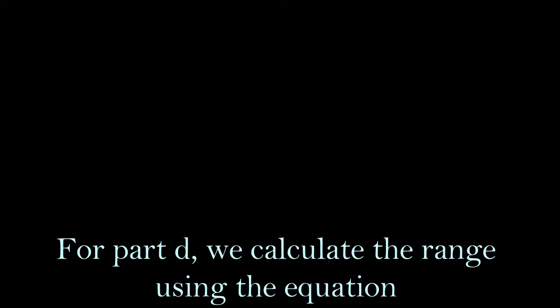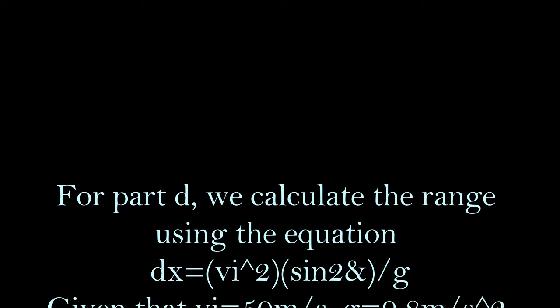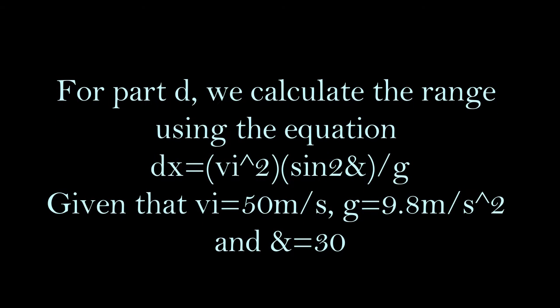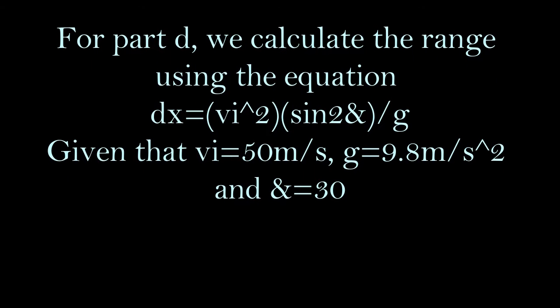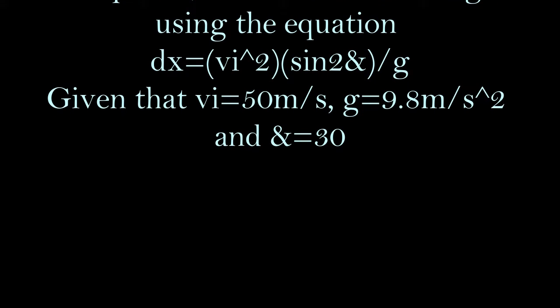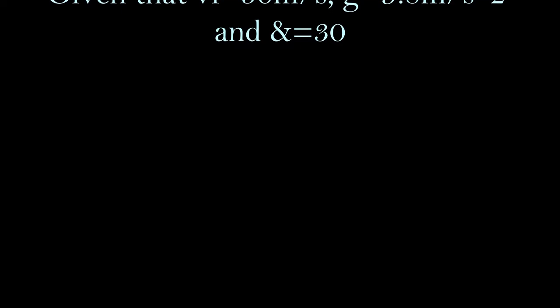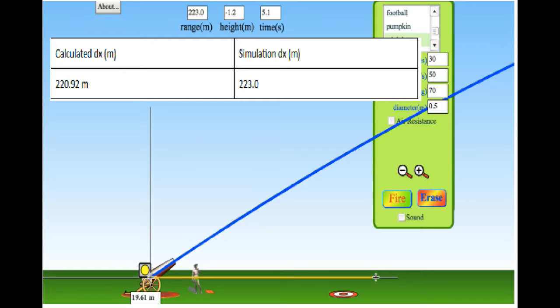For part D, we need to calculate range using the equation dx equals velocity squared times sine of 2 times angle over acceleration due to gravity, given that the initial velocity equals 50 meters per second, the acceleration due to gravity is 9.8 meters per second squared, and the angle is equal to 30 degrees. After calculation, we find that the horizontal displacement is equal to 220.92. And we got from the simulation that the horizontal displacement should be 223 meters.